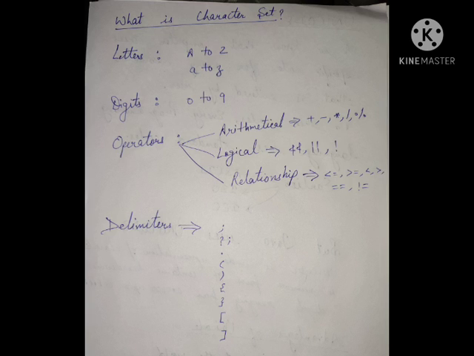Then we come to delimiters. These are the special characters that are used in the Java language. They are semicolon, dot, braces, opening brace, closing brace, opening curly brace, closing curly brace, etc.